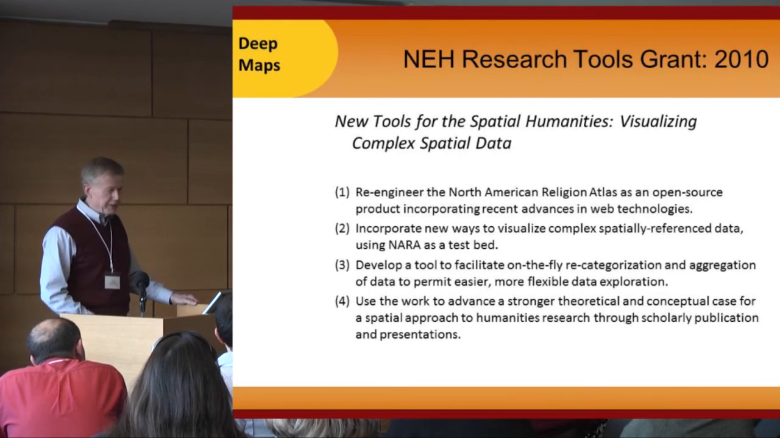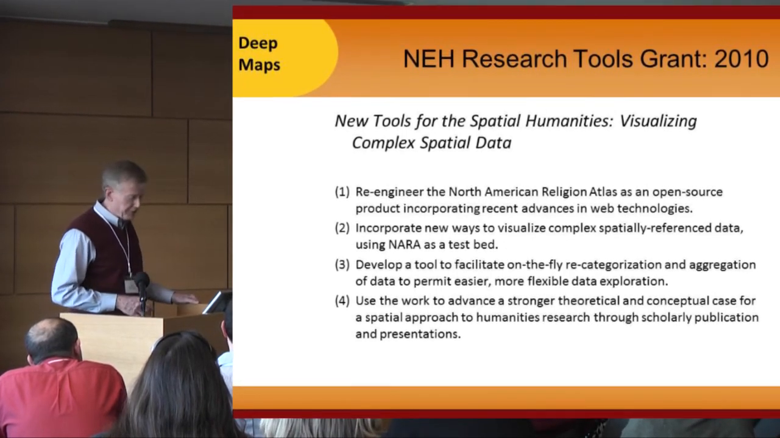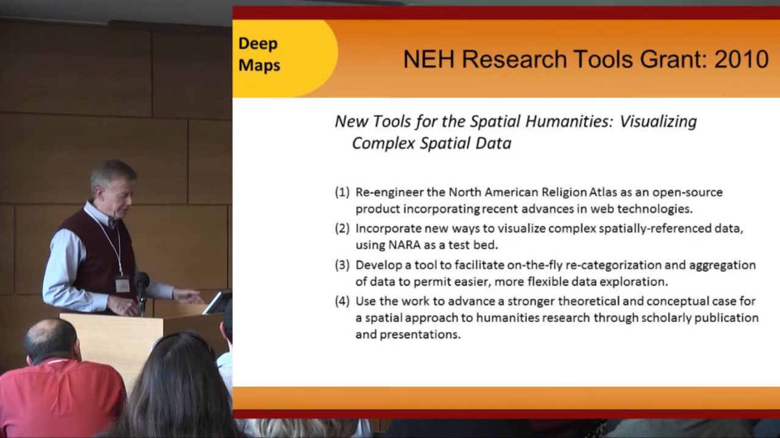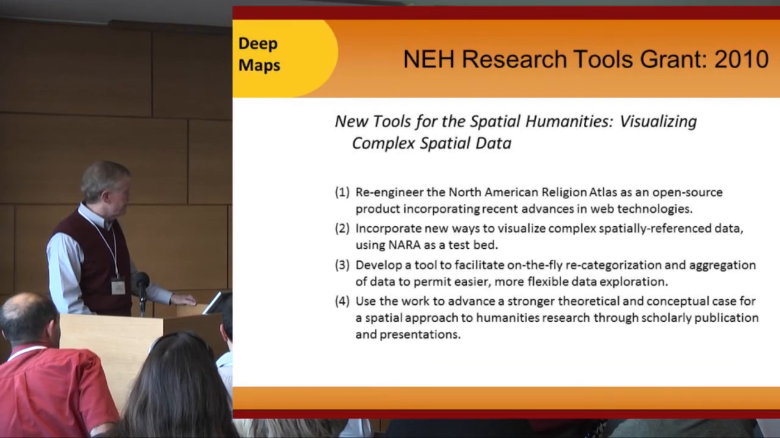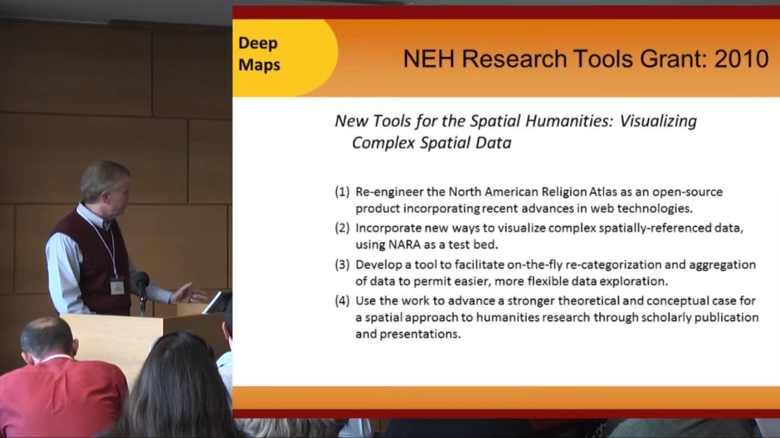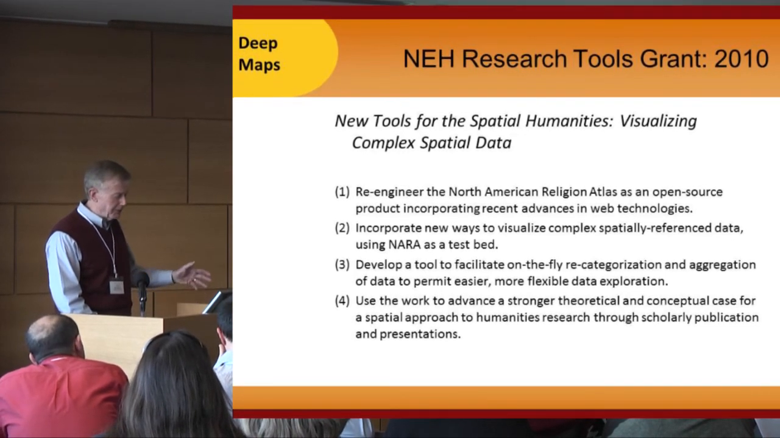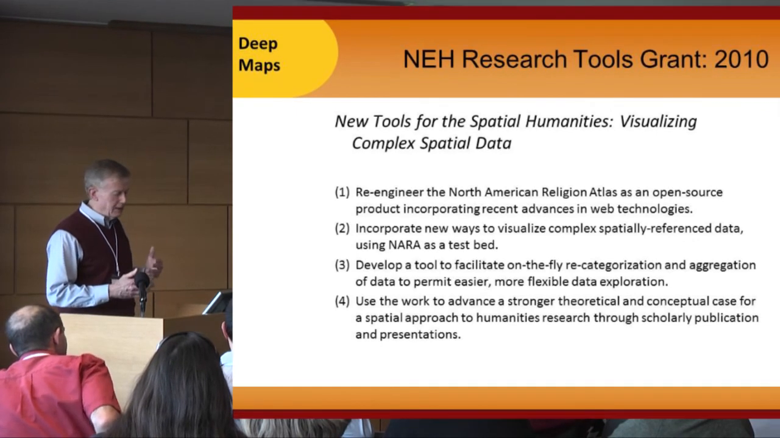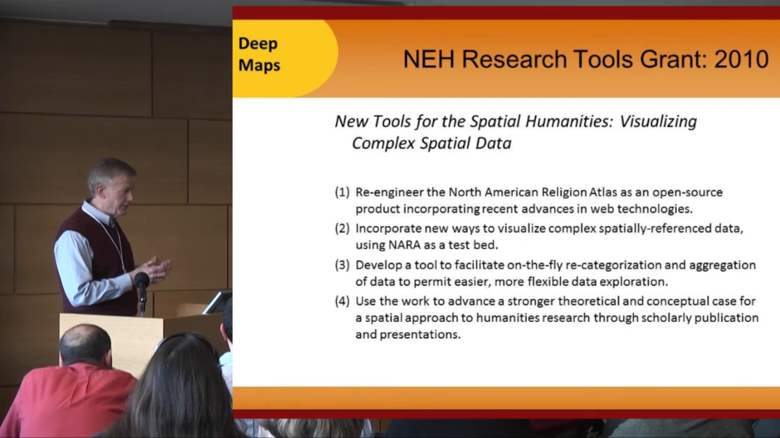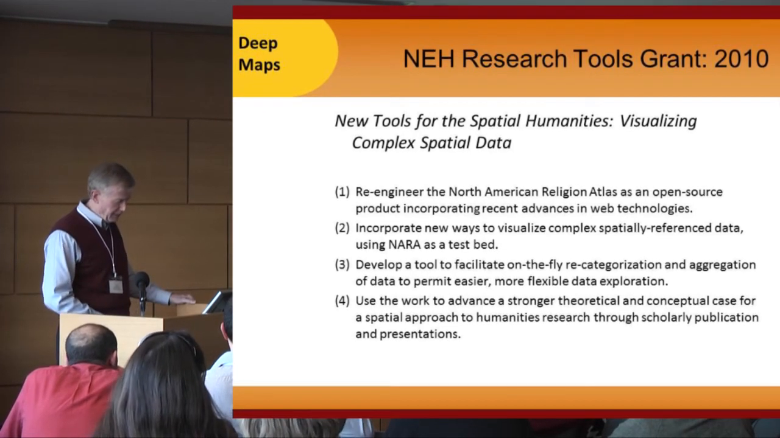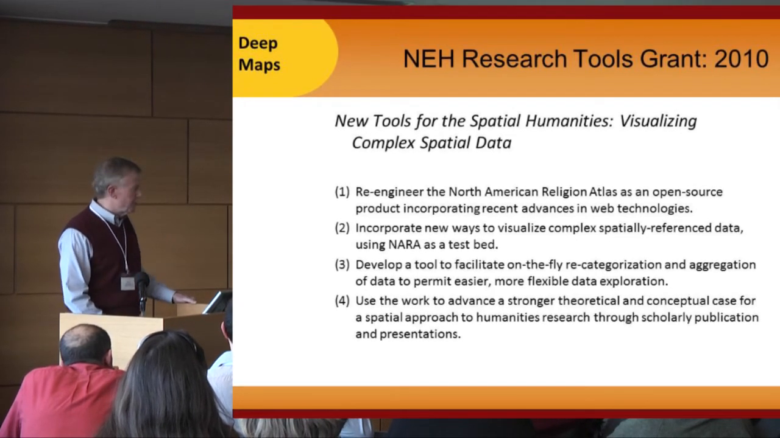And we received a grant from the National Endowment for the Humanities, a research grant to allow us to do that. We call the project New Tools for the Spatial Humanities, Visualizing Complex Spatial Data. And you can see some of our aims here in this project. It was to re-engineer this North American Religion Atlas and to incorporate new ways of visualizing this, to develop a tool to facilitate on-the-fly recategorization and aggregation of data, especially about these various religious groupings that people wanted to map, and then to build a stronger theoretical and conceptual case for a spatial approach to the humanities.